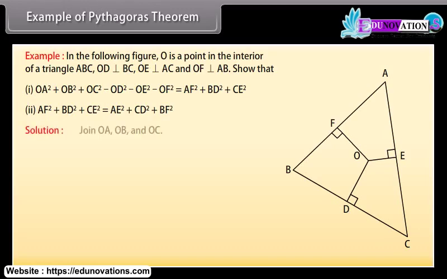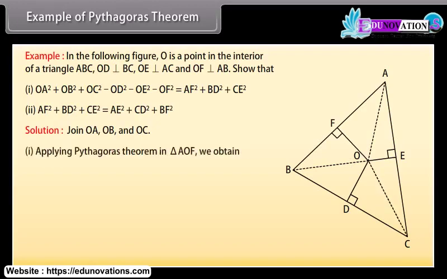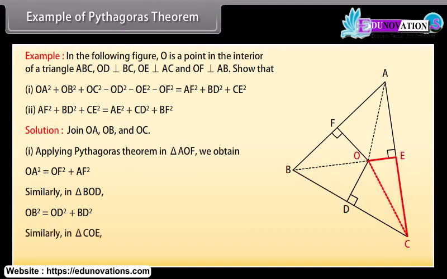Solution. Join OA, OB and OC. 1. Applying Pythagoras' theorem in triangle AOF, we obtain OA square equals OF square plus AF square. Similarly, in triangle BOD, OB square equals OD square plus BD square. Similarly, in triangle COE, OC square equals OE square plus EC square.